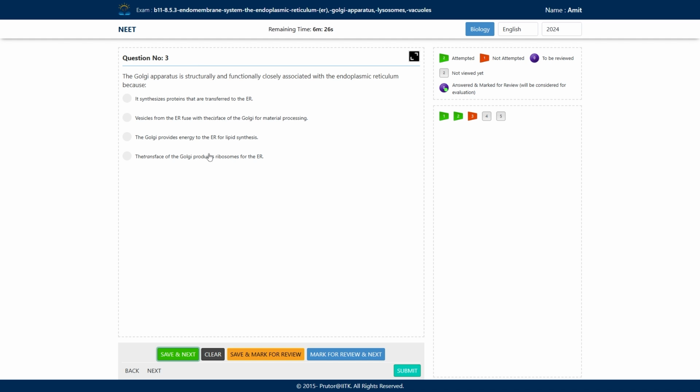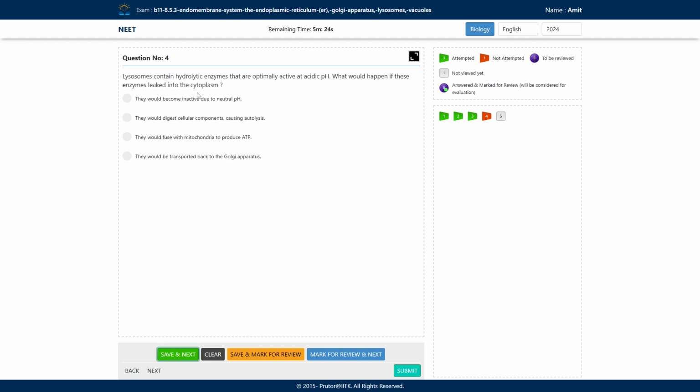Alright, so you can see here, among these four options, option number A and B seems right. Other two options are not correct. So answer will be from option number A and B. What would be the correct answer? See, endoplasmic reticulum is secreting proteins. Rough endoplasmic reticulum secretes proteins. And then these proteins, they are processed in Golgi apparatus. So keeping this in mind, you have to answer this question. Okay, so answer will be option number B. Vesicles from ER fuse with the cis phase of the Golgi for material processing.